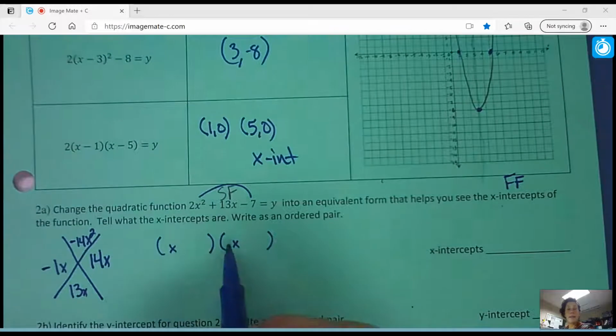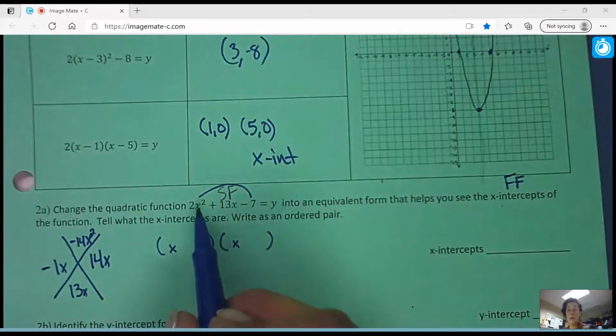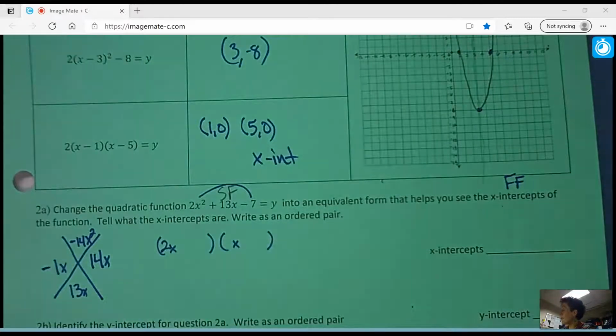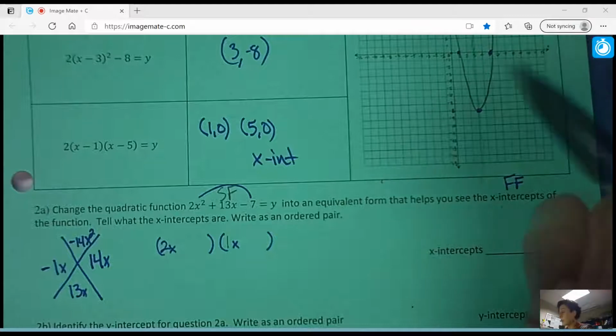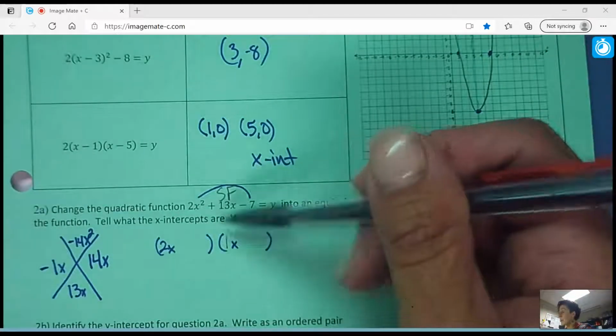And right now x and x are not enough. That gives me x squared, and I need 2x squared. So I'm going to put a 2 with one of these. If you want to put a 1, remember it's invisible. I put it in pencil so I can erase it later. But it's 2 times 1 is the 2x squared.